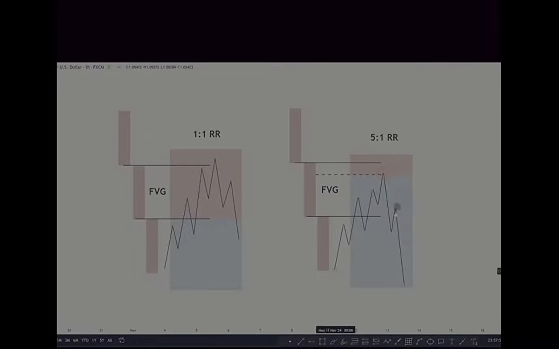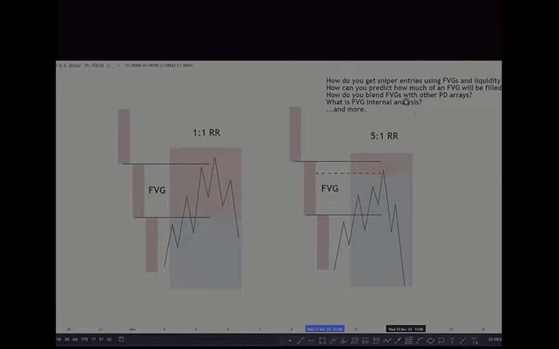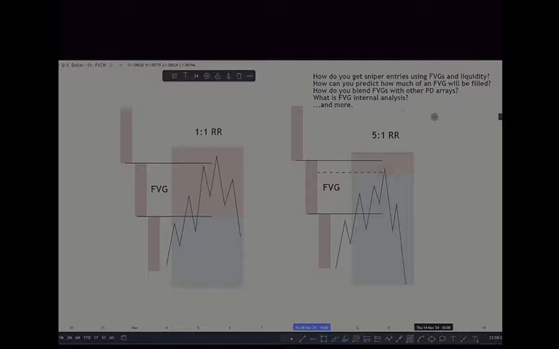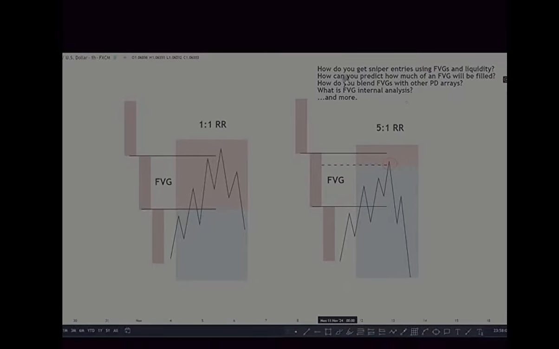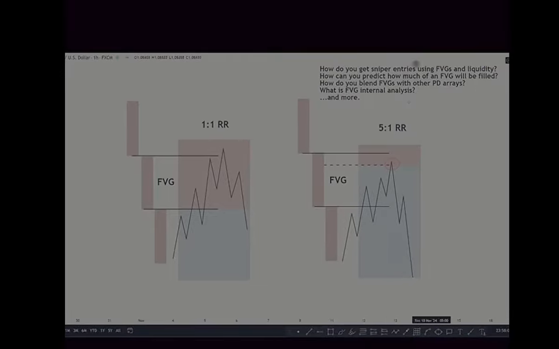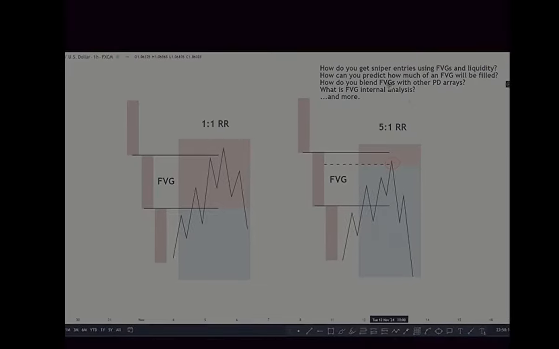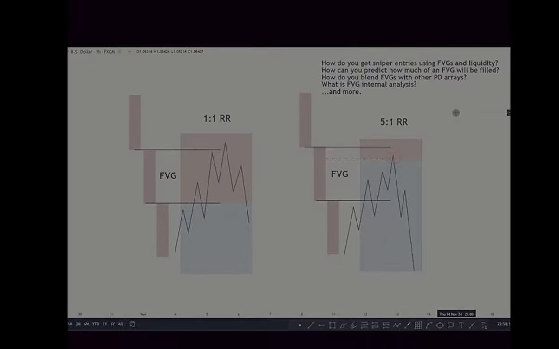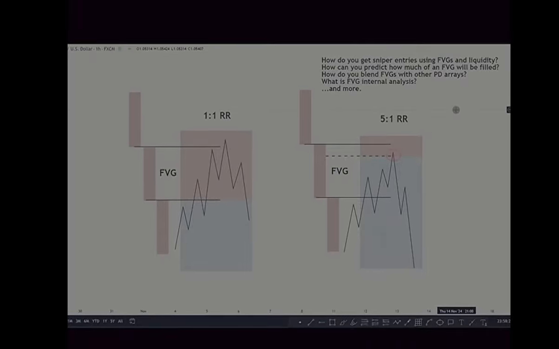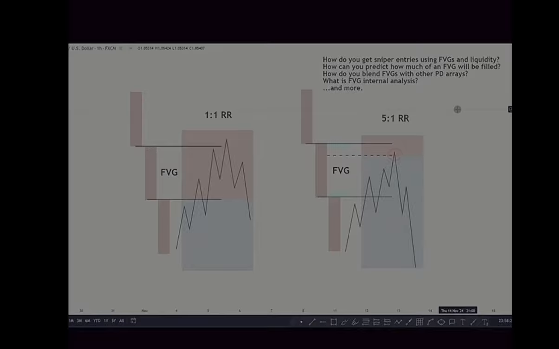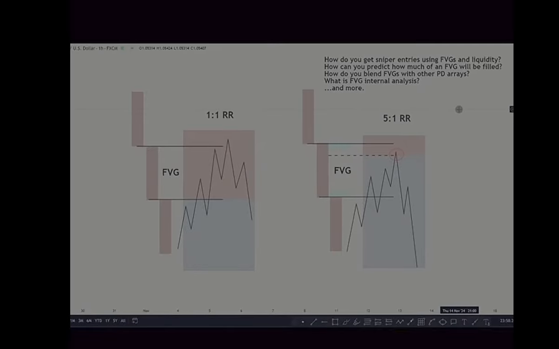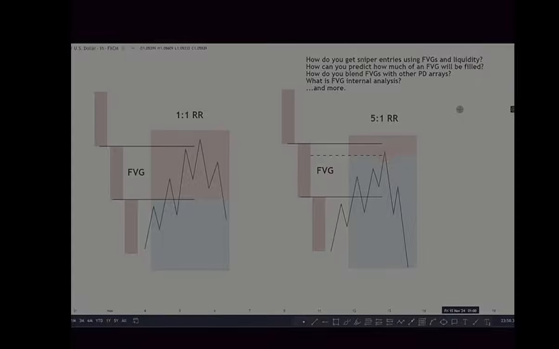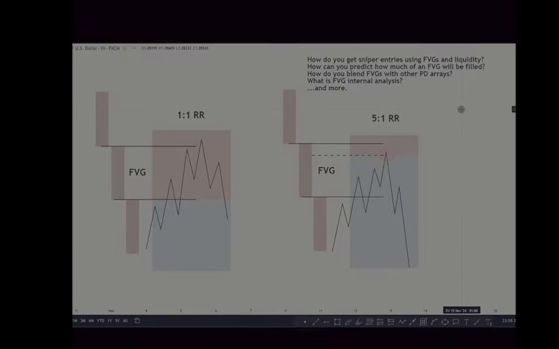Some of the questions that I'll answer in this video are: how do you get sniper entries using fair value gaps and liquidity? How can you predict how much of a fair value gap would be filled? How do you blend fair value gaps with other PD arrays? What is fair value gap internal analysis? And much more. Make sure to watch the video till the end, as I'll also share a complete trading plan based on today's concept that you can follow easily and start getting high reward to risk trades just like me and my students. Let's begin.